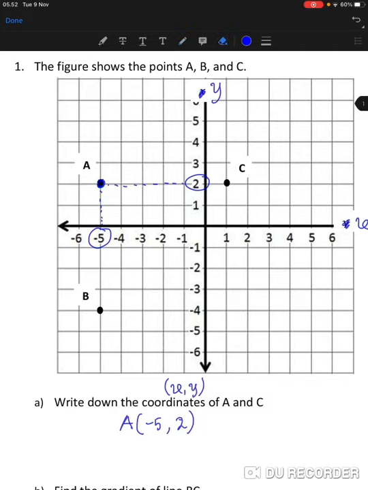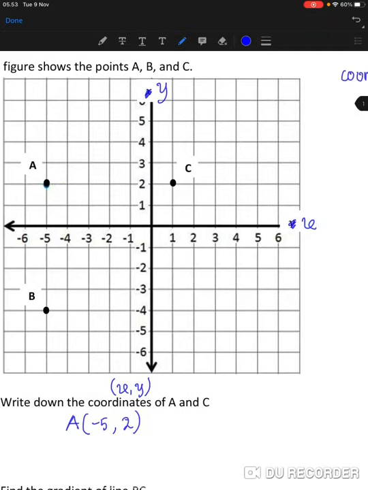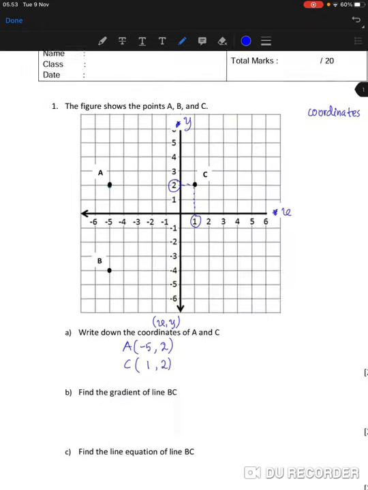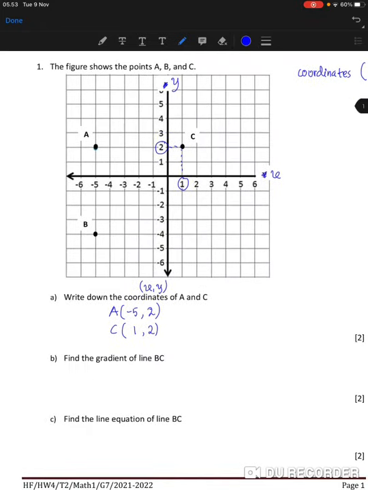Now let's move on to the C. I will clean up first. Here, the coordinate C also consists of x, y. So your x here is going to be 1, and then your y here is going to be 2. So 1, 2. I think it's pretty easy for coordinates 1A. Now let's move on to 1B here.